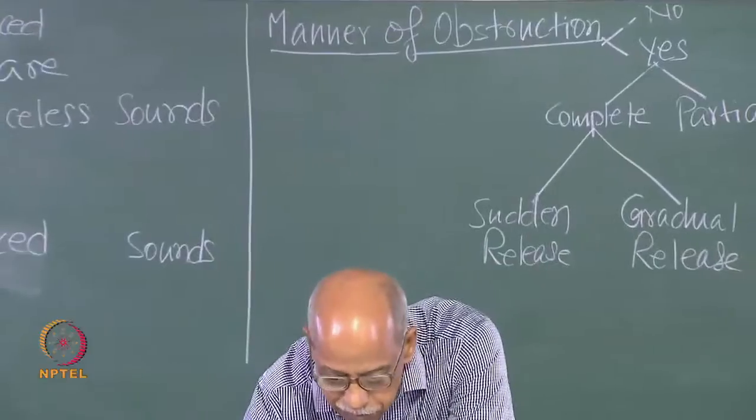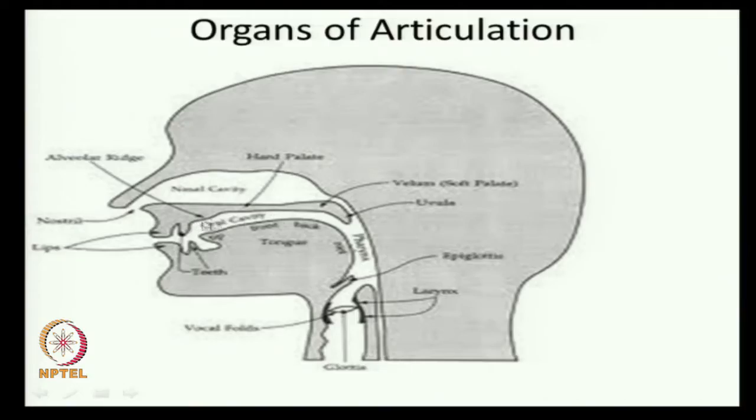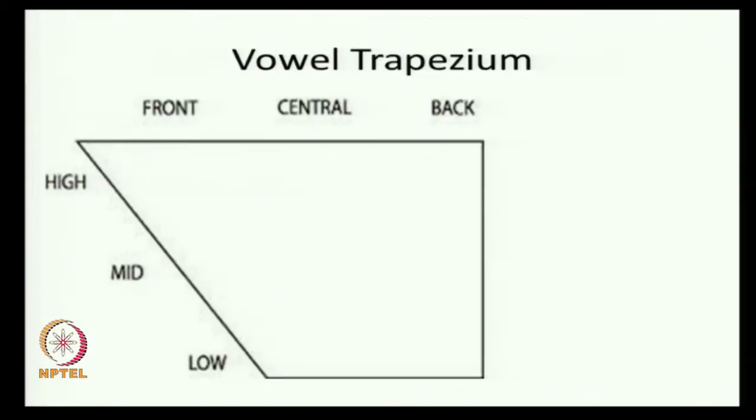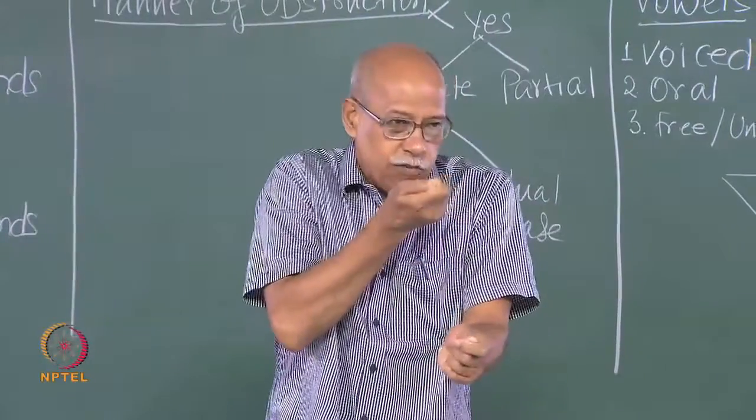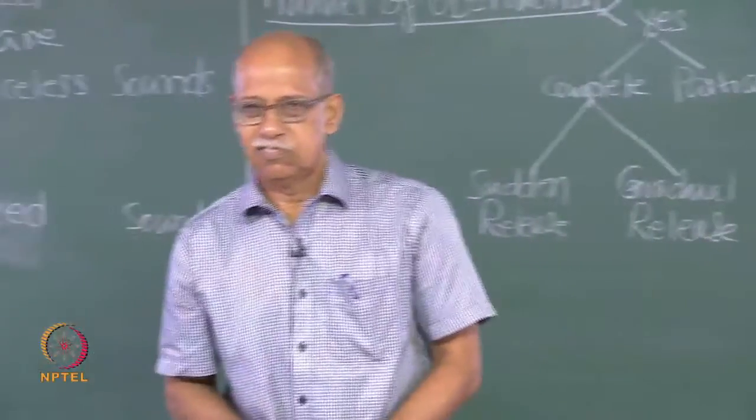So these parameters, from here to here and from here to here, they look like a trapezium, okay? Please copy it, quick. This is the idealized diagram of the vowel area, okay? Idealized. Don't go with a torch and look into your friend's mouth and say, I want to see the vowel trapezium in your mouth, okay?